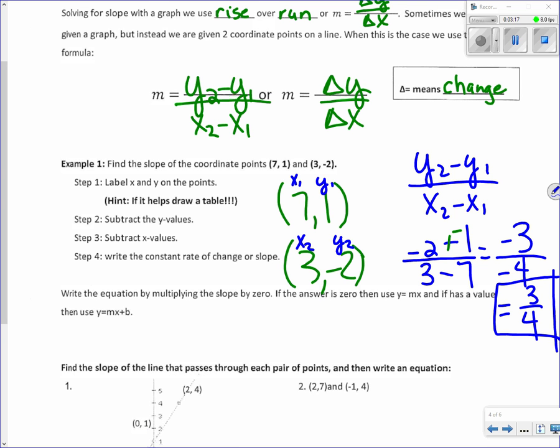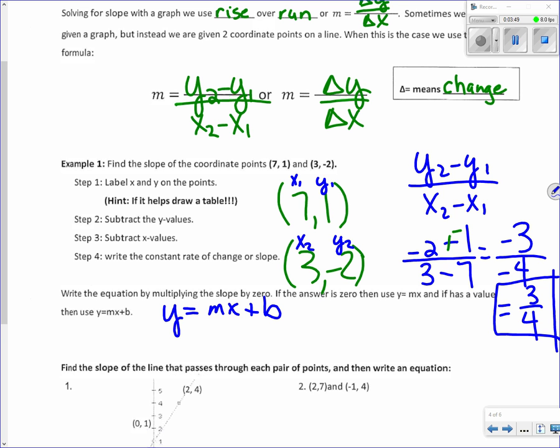Okay, so that is our slope from the points (7, 1) and (3, -2). So now that we have the slope, write the equation. If the y-intercept is 0, then y equals mx, and if it has a value, then use y equals mx plus b. What all that means is using 1 point and the slope, we're going to solve for the y-intercept. So y equals mx plus b.